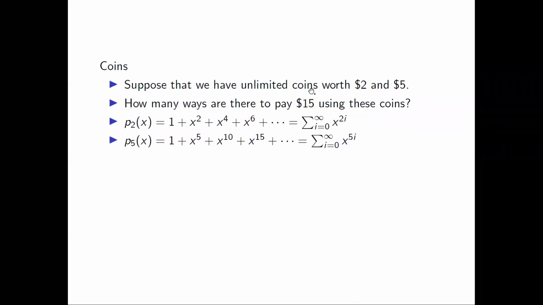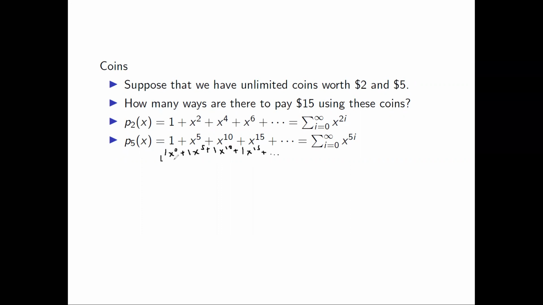Second polynomial, p sub 5 of x. We can write this like we did for p sub 2. So we have 1 times x to the 0 plus 1 times x to the 5 plus 1 times x to the 10th plus 1 times x to the 15th, and so on.